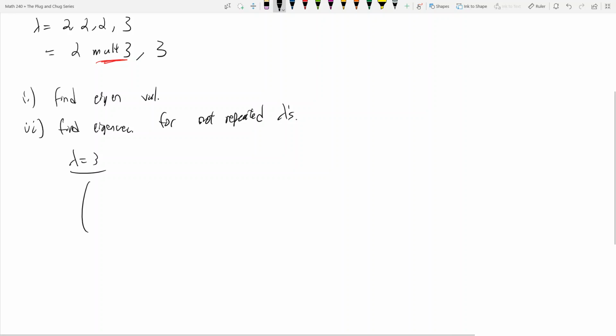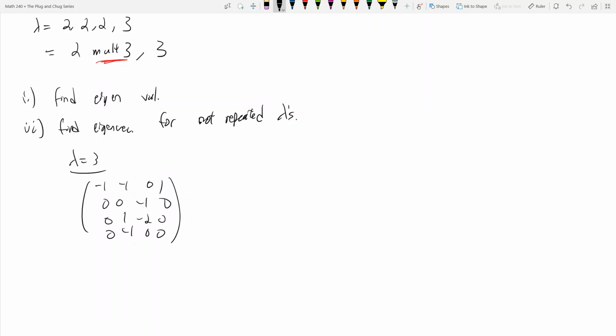And we do our thing. Subtract 3 from the diagonal: negative 1, 0, 1, 0, 0, negative 1, 0, 0, 1, negative 2, 0, 0, negative 1, 0, 0. My pen spazzed out here, and I didn't check. Okay, cool. And then let's say v1. What works? This works: 1, 0, 0, 1. Yeah. So there's my eigenvector for lambda equals 3.